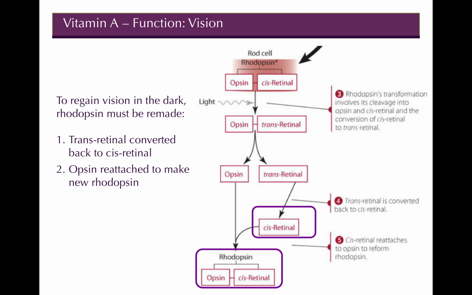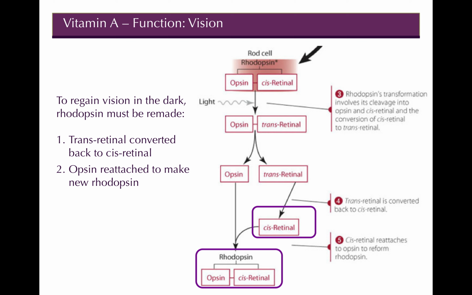So in order to regain vision in the dark, you basically have to build back up this rhodopsin molecule or protein. You simply have to reattach the opsin protein back onto retinal, but retinal has to be back in its cis form. So you need to turn that trans form back into cis and then attach them. So successful night vision, being able to see well in the dark, means that your body has enough vitamin A to constantly supply this, and that your body can very efficiently put these two things back together and put retinal back into its cis form.